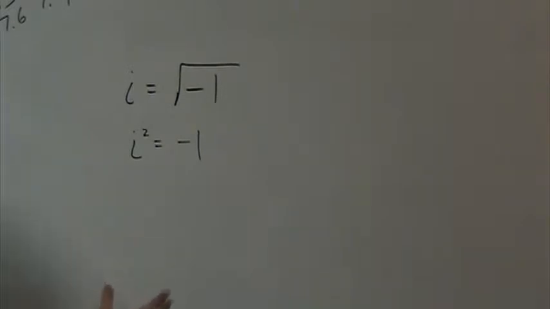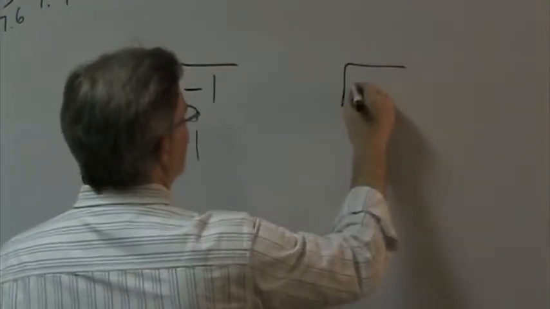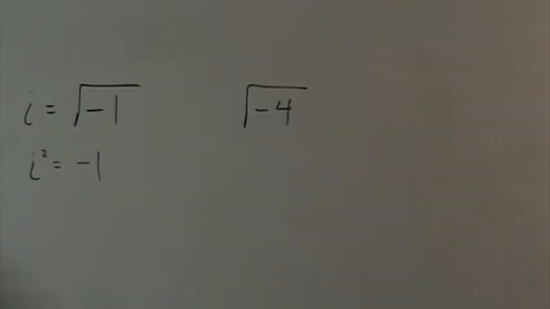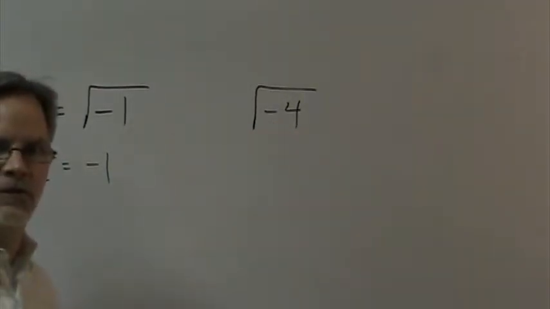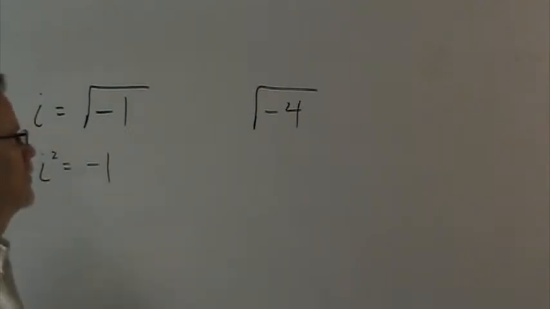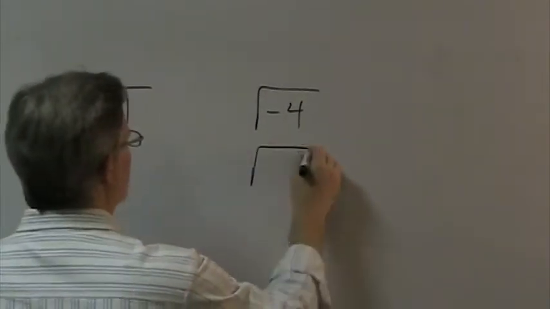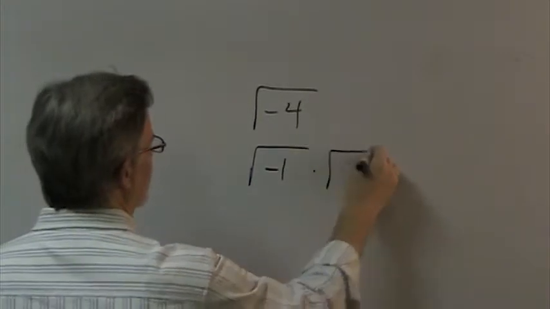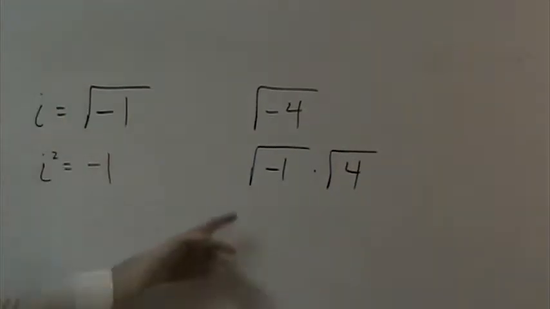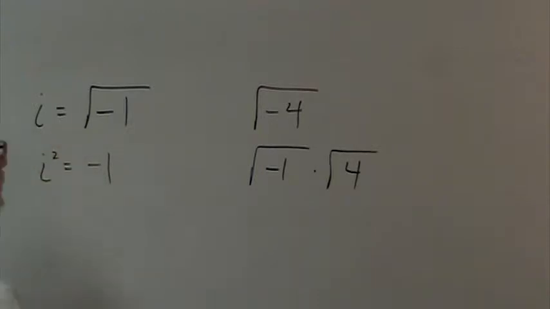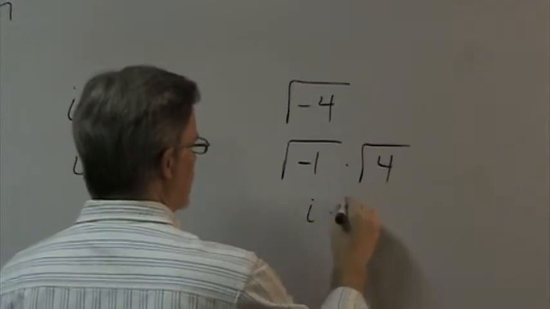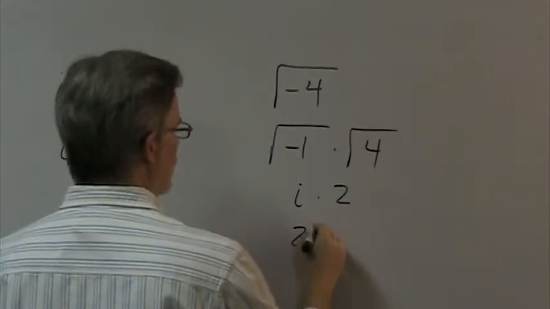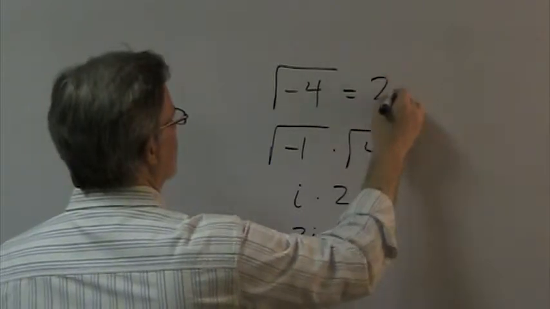Okay? So up until this point, we've been unable to solve a problem, for instance, like the square root of -4. We've just simply said this is not a solvable problem because we didn't know what to do with the negative sign. But now we do know that the square root of -4 is really the same thing as the square root of -1 times 4. And what is the square root of -1? It's i. So this becomes i, and the square root of 4 becomes 2. So 2i. So the square root of -4 is 2i.